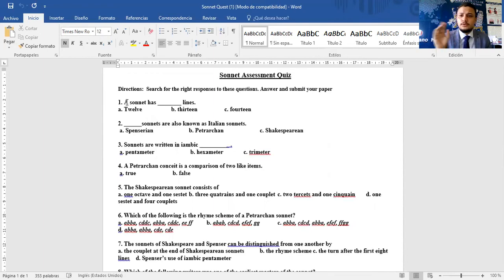You go to the internet, you go to YouTube, different media where you can search for info. So you have, a sonnet has, and if you don't know the answer, you go and Google, and then you have a sonnet has 12 lines, 13 lines, 14 lines. Make sure you let me know. This is a Word document, so you can edit it, which means you can highlight the right answer, depending on the right answer. Only one, right?